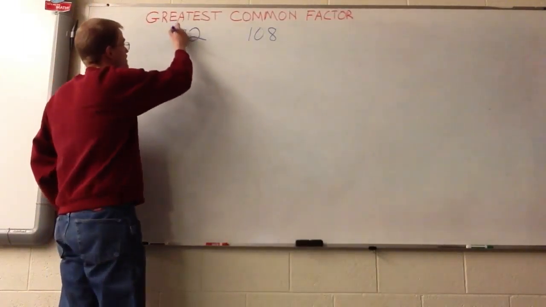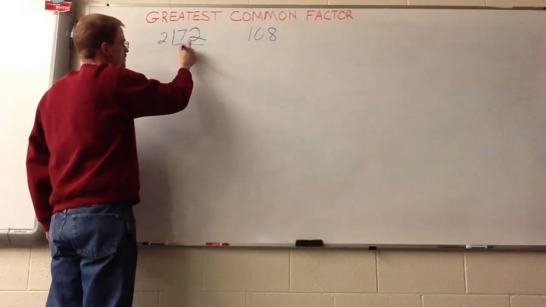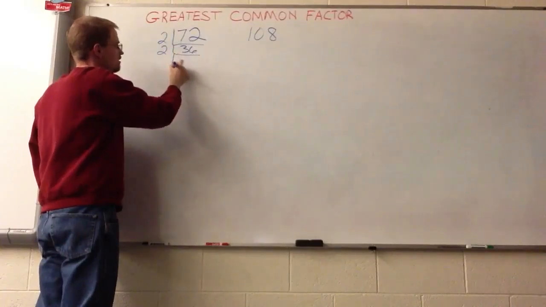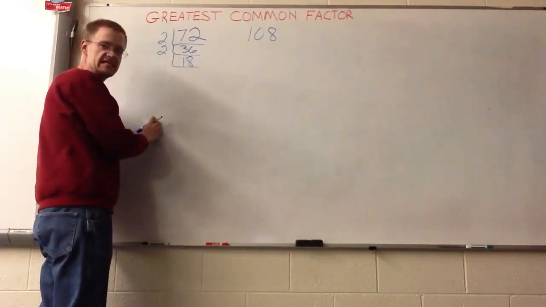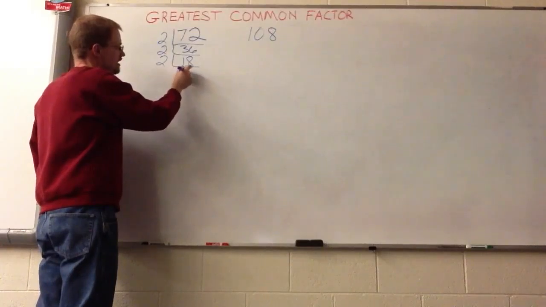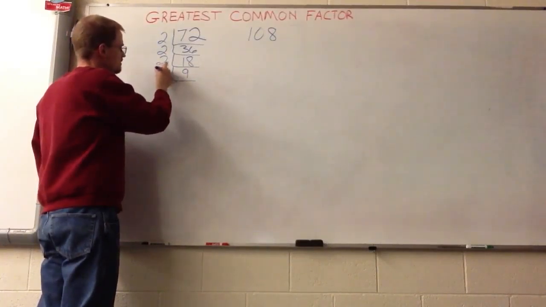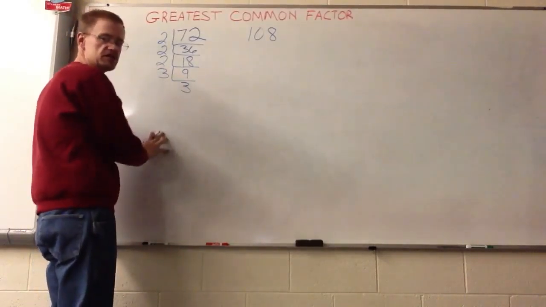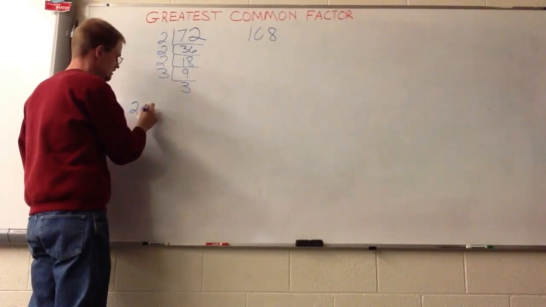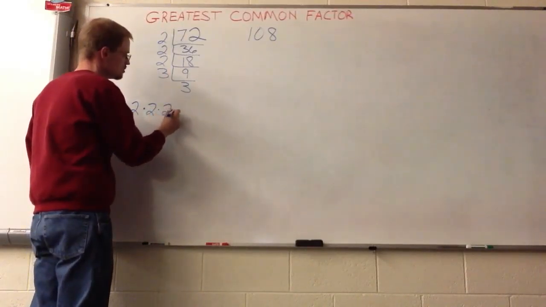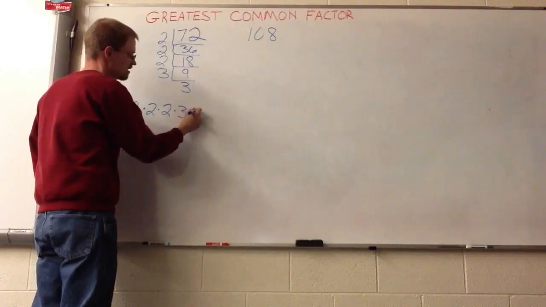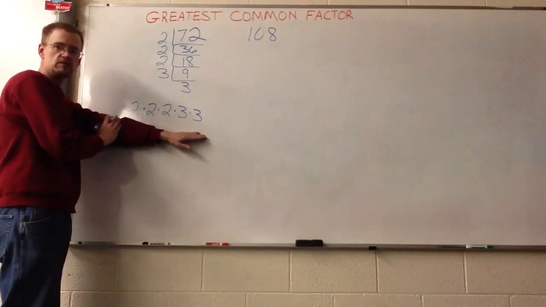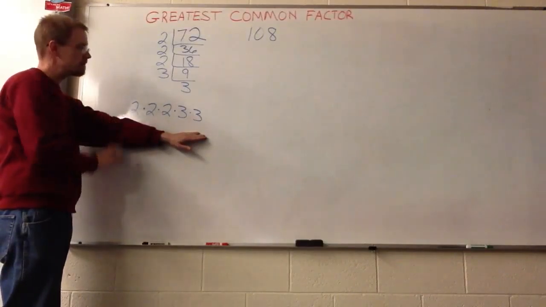Okay, let's look at 72. We divide by 2. That gives us 36. Still an even number. I'm going to divide by 2 again. Gives us 18. Divide by 2 again leaves 9. Divide by 3 gives us 3, and we're left with 3. So I'm going to list all these prime factors out. I have 2 times 2 times 2 times 3 times 3. For this method, it is much easier to leave these numbers listed out without putting any exponents in, okay?